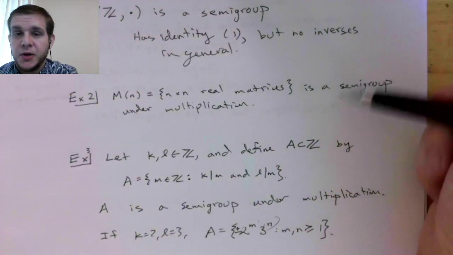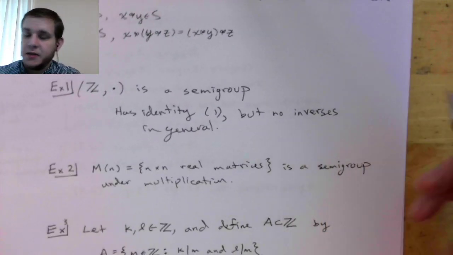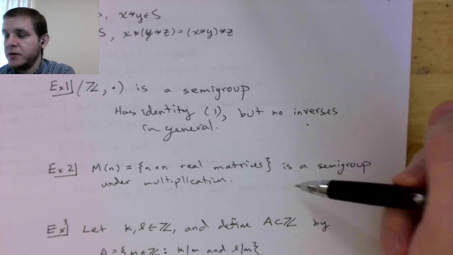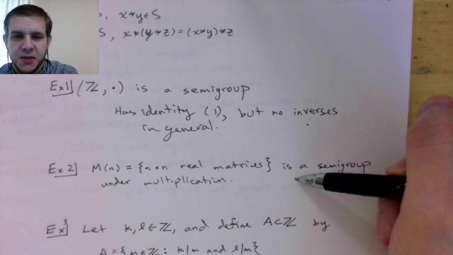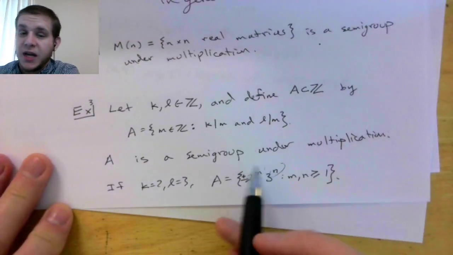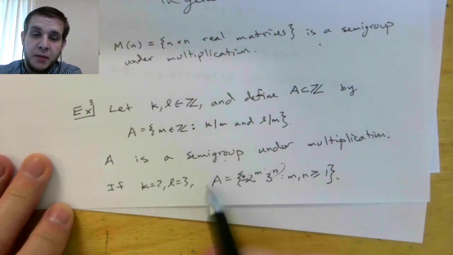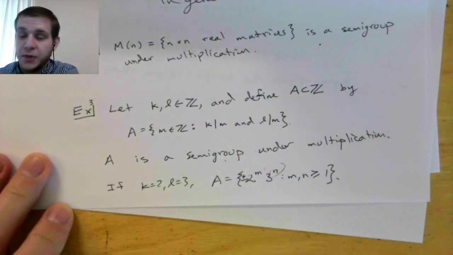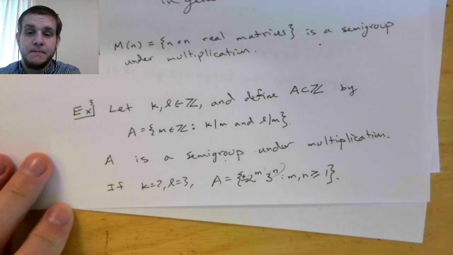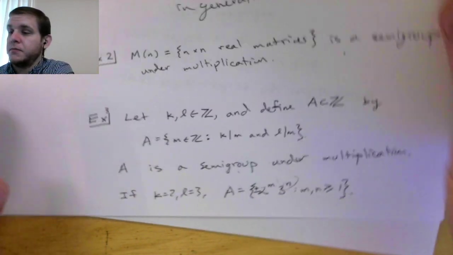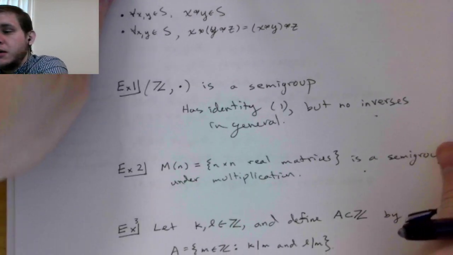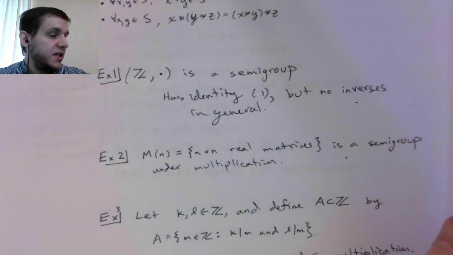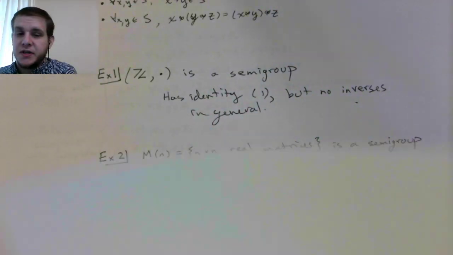So these two semigroups have multiplicative identities, right? This one has an identity element as 1. This one's identity element is the n by n identity matrix, but this semigroup does not have an identity element because 1 is not part of A. So not every semigroup needs to have an identity.